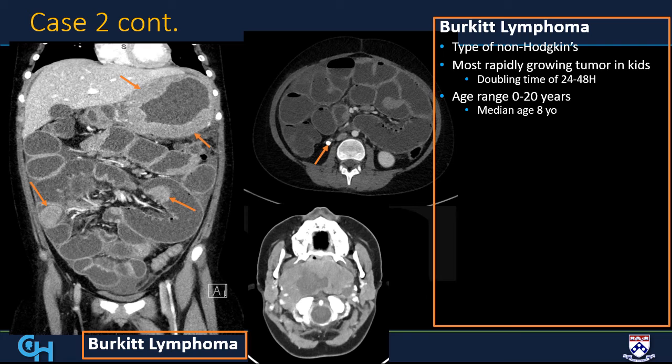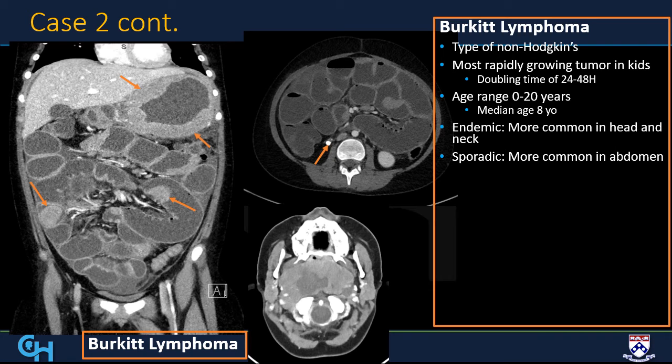The age range can be anywhere from 0 to 20 years, but the median age is about 8 years old. Burkitt lymphoma has been categorized by the World Health Organization into 3 types: endemic, sporadic, and immunodeficiency associated types. The endemic is more common in the head and the neck, and the sporadic is more common in the abdomen.